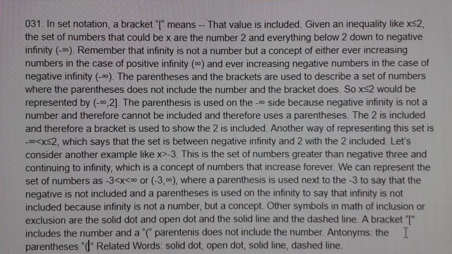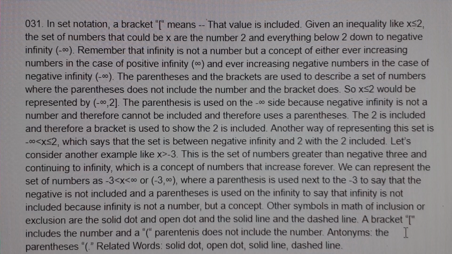Let's consider another example like x is greater than negative 3. This is the set of numbers greater than negative 3 and continuing to infinity, which is a concept of numbers that increase forever. We can represent the set of numbers as negative 3 is less than x, which is less than infinity, or parentheses negative 3 comma infinity parentheses, where a parentheses is used next to the negative 3 to say that the negative 3 is not included, and a parentheses is used on the infinity to say that infinity is not included, because infinity is not a number, but a concept.